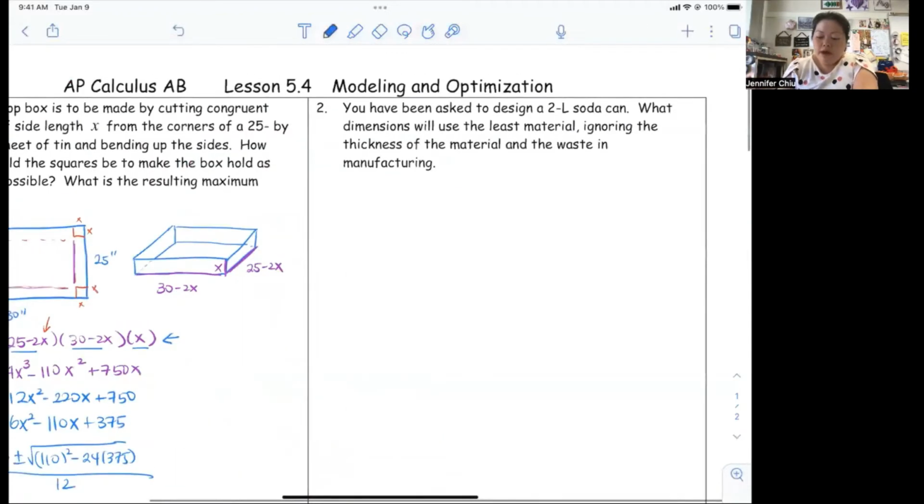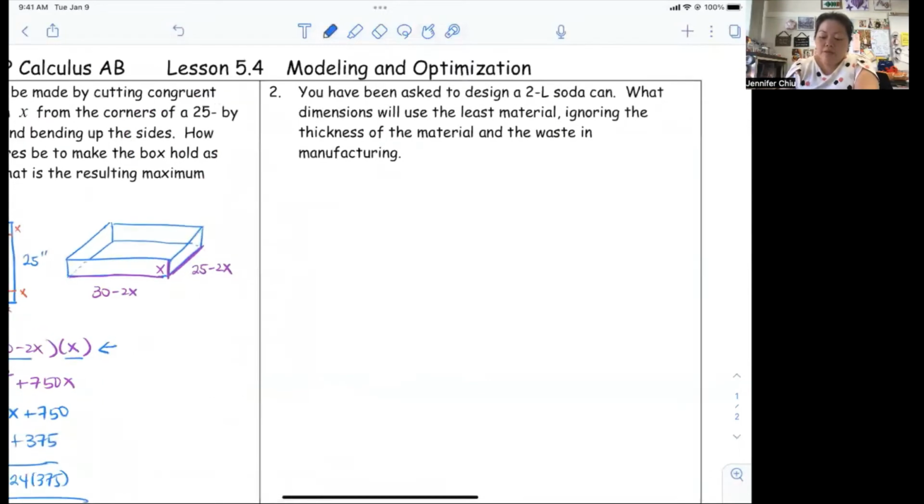All right, number 2, you have been asked to design a 2-liter soda can. What dimensions will use the least material, ignoring the thickness of the material and the waste in manufacturing? So two things you want to do. First thing is you want to assume that the soda can is a cylinder, right? So a soda can is going to be a cylinder.